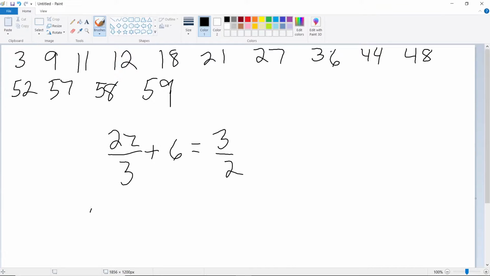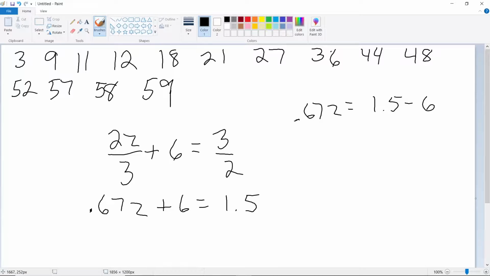2/3 is 0.666, or 0.67, z plus 6 equals 1.5. You do that on your calculator to get that. Okay, now we want to get z by itself. So the first thing we do is subtract 6 from both sides. 0.67z equals 1.5 minus 6. Do that on your calculator.